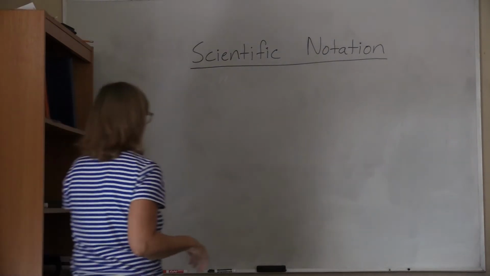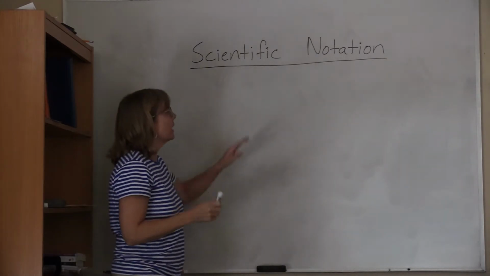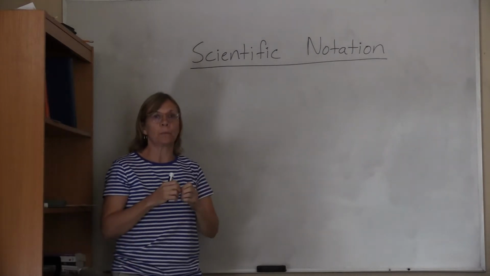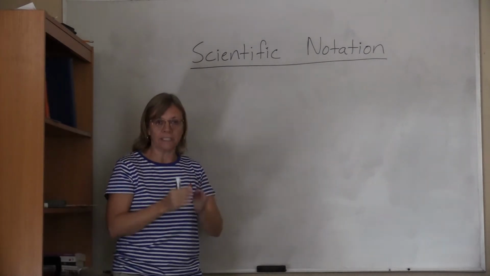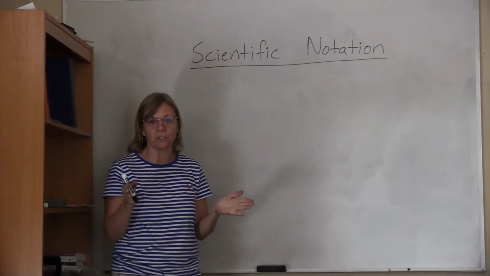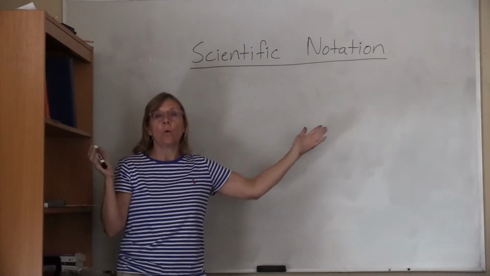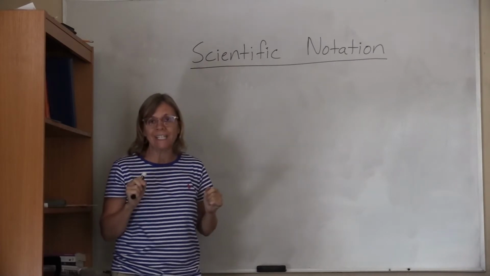Okay, I want to show you for a few minutes the concept of scientific notation. Scientific notation is used when we're writing really big numbers or really small numbers, which makes sense for science, right? Because they're measuring the distance between planets, which is huge, or microscopic organisms, which are teeny tiny.